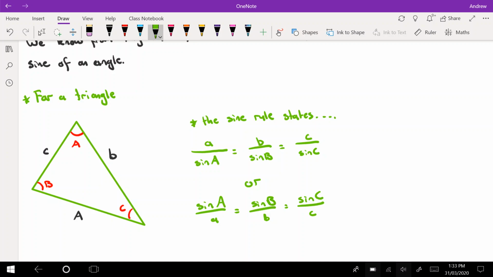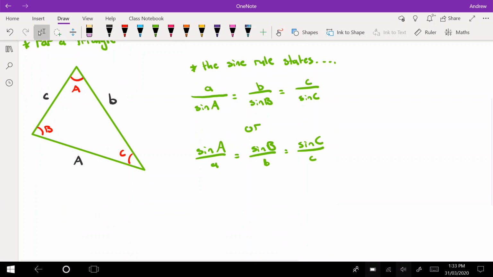Okay. And that's really helpful for us because it helps us find unknown sides and angles if we know some other information, okay? So the sine rule is just relating that the ratios of the sides to the angles are equal to each other. So it's often just going to be used to find the values of unknown sides. So find the value of x.